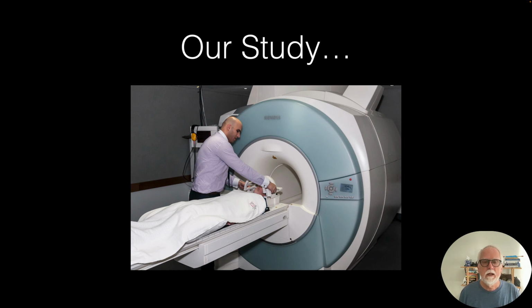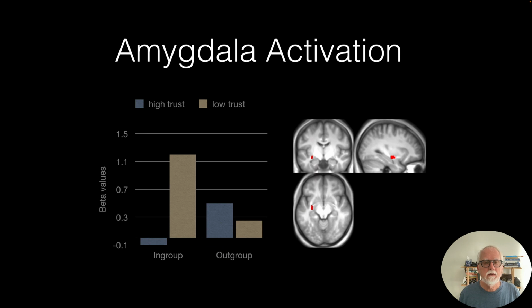We tried doing this as well. We had a very small sample. This was like a pilot study. What we did is we showed them those same pictures with the red and the blue squares, and we had the red and the blue t-shirts. And we found amygdala activation as well, although we only found it in the left amygdala.